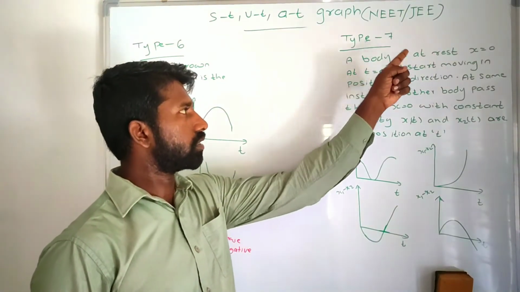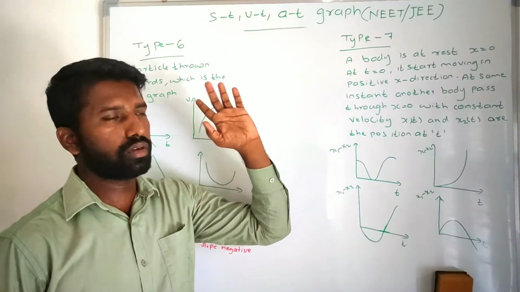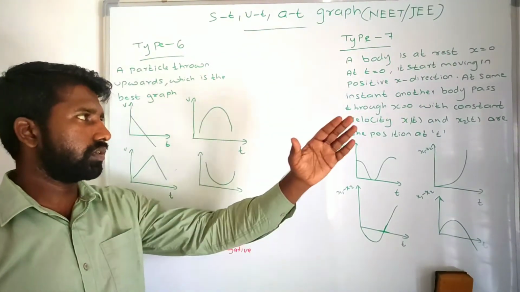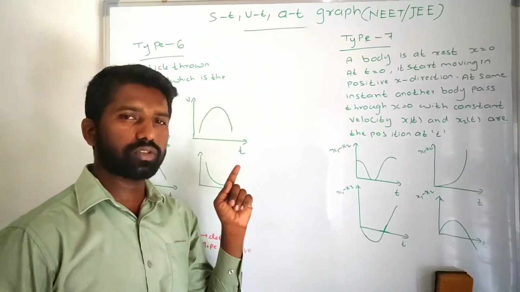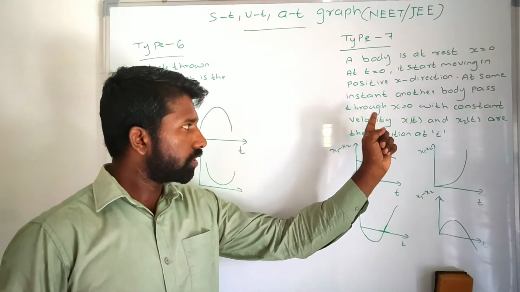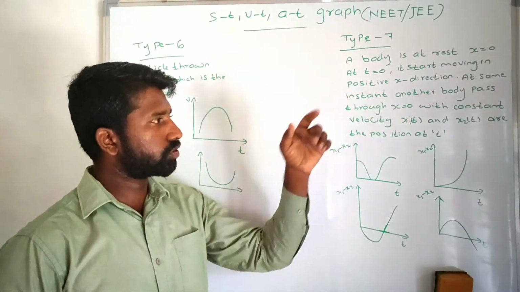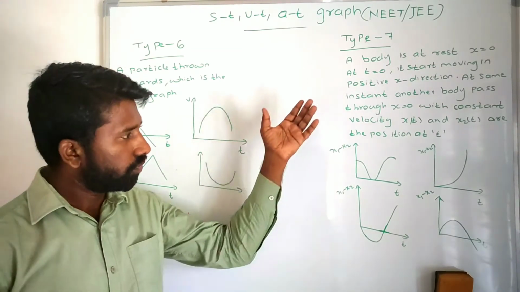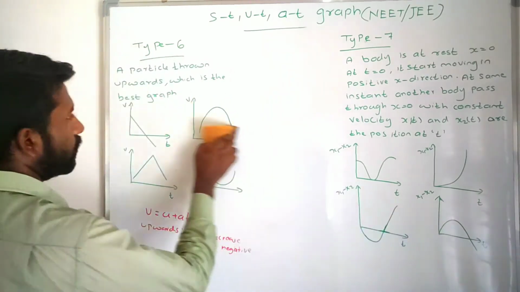A body is at rest, x is equal to 0 at t is equal to 0. It starts moving in the positive x direction. At the same time, another body passes through x0 with a constant velocity. x1 of t and x2 of t are the positions at time t. Which is the best graph? Okay, so we will see this.